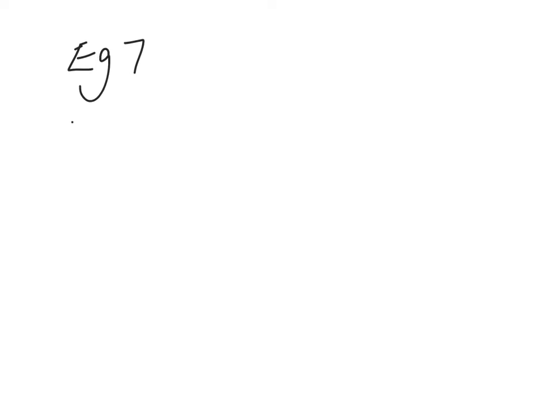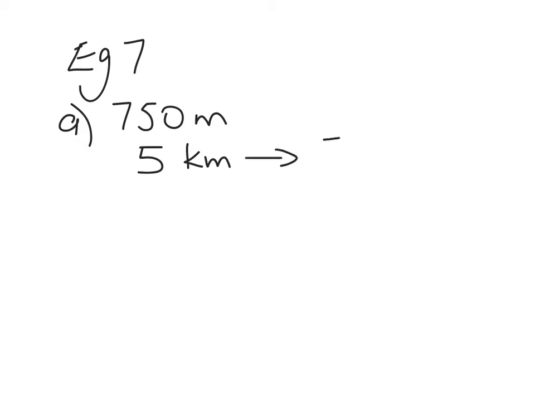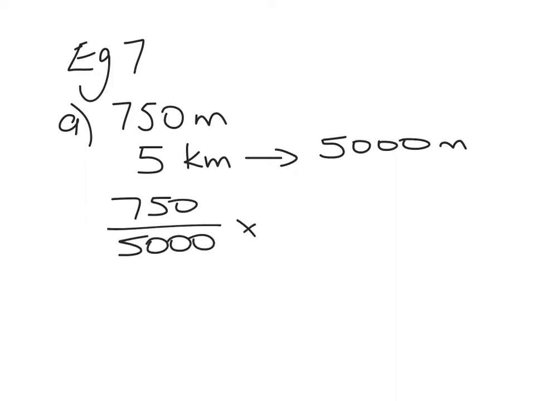So A, we have got 750 metres out of 5 kilometres. We need to change the kilometres to metres. The kilometres are 5,000 metres. Having done that, we can now make our fraction, times it by 100%, and then get our calculator and we find that it is 15%.